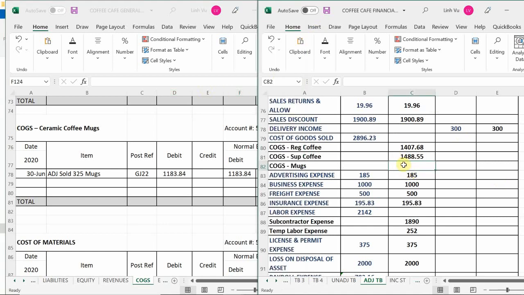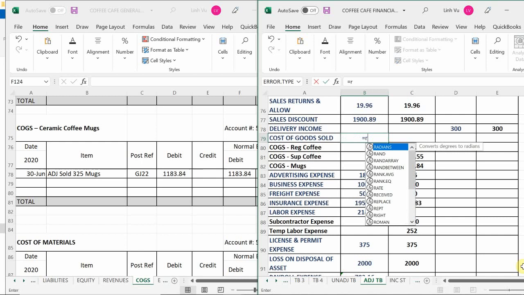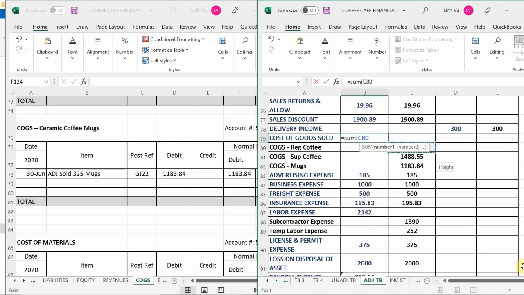So now we need to add our mugs in here. Cost of goods sold, ceramic coffee mugs, for a total of $1,183.84. Okay. And then we need to change this formula because now we need to include those coffee cups. So now your cost of goods sold has changed to $40,807.